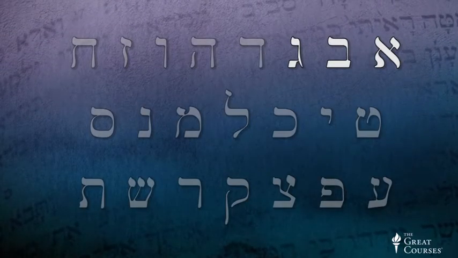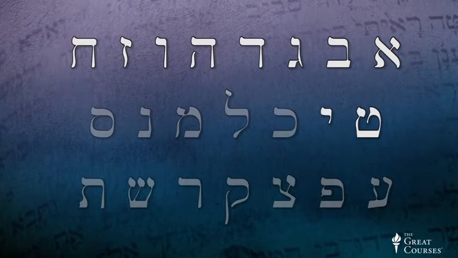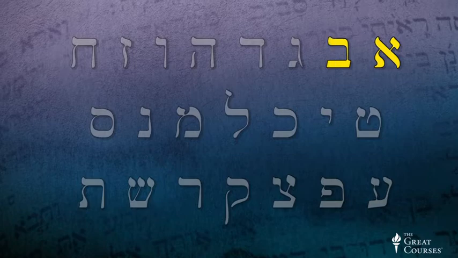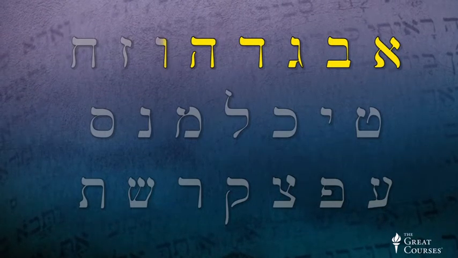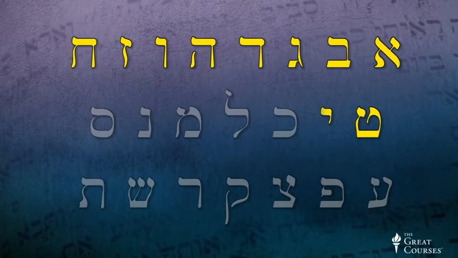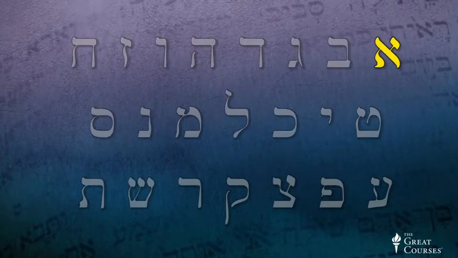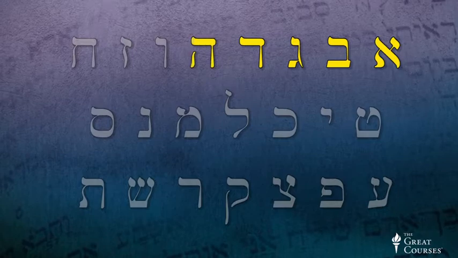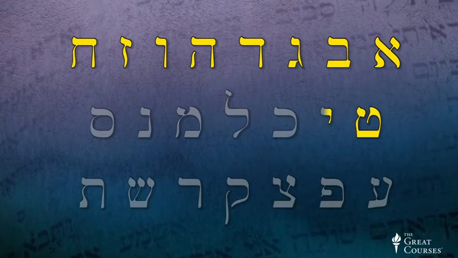Aleph, Bet, Gimel, Dalet, He, Vav, Zayin, Chet, Tet, and Yud. One more time. Aleph, Bet, Gimel, Dalet, He, Vav, Zayin, Chet, Tet, Yud. Now, say them with me, please. Aleph, Bet, Gimel, Dalet, He, Vav, Zayin, Chet, Tet, Yud.